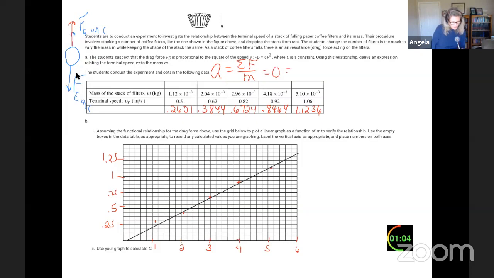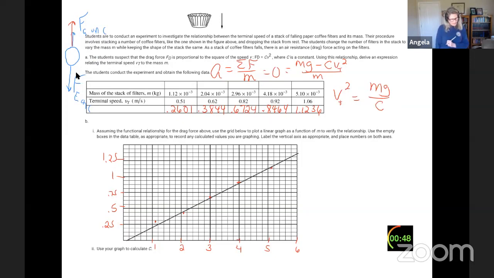And our forces: downward is the force of the earth, mg, and upward is cv squared. That's the force of the air. Oh, by the way, this corresponds to terminal speed, right? So v terminal squared would equal mg over c.